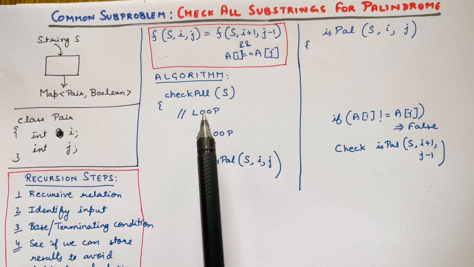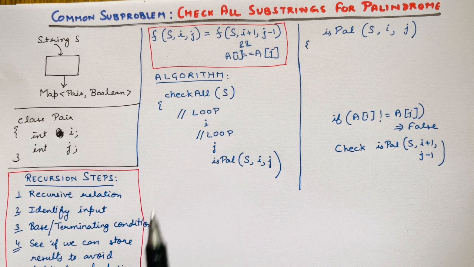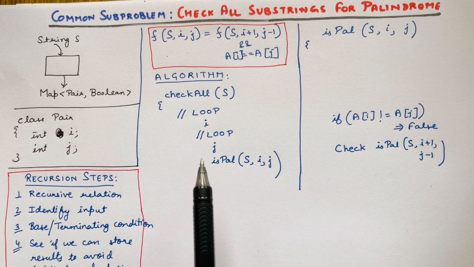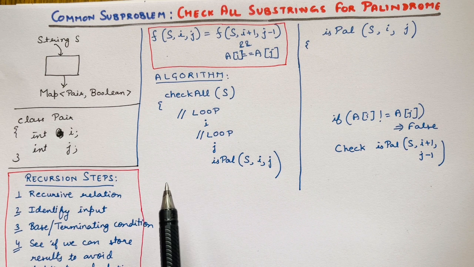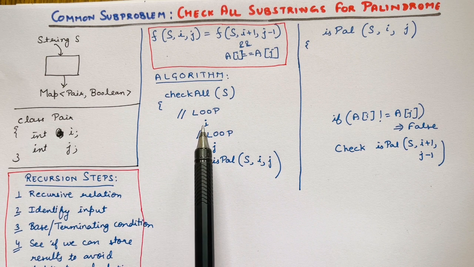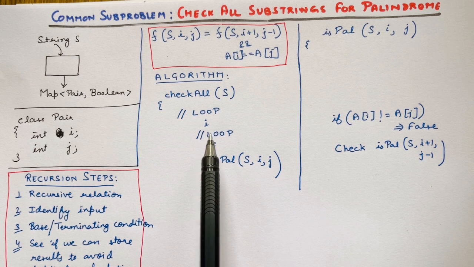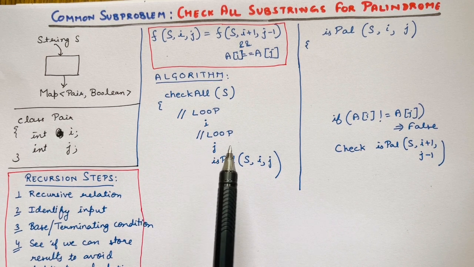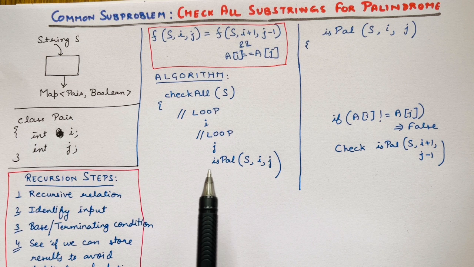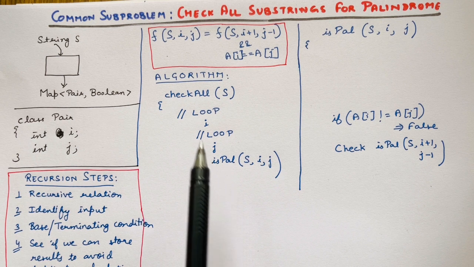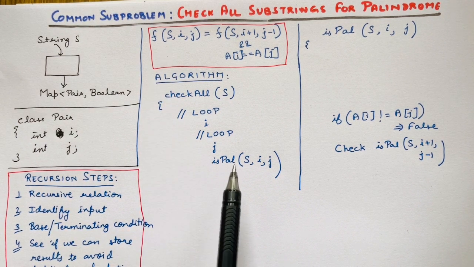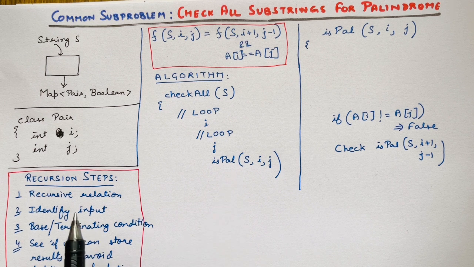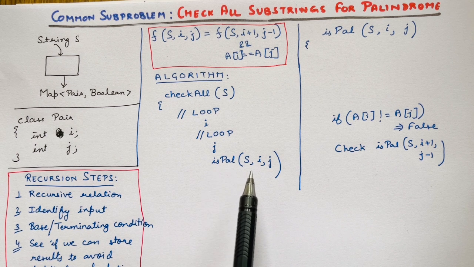So, writing the algorithm for our main function, which takes only string as input, we have to first identify a candidate substring. How do we do that? We loop and we fix an i. Then for that fixed i, we loop again and we fix a j. Then we call some function which will be our recursive function, whether this is a palindrome. And what is the input for the recursive function? As in our second step, the input will be S, i and j.